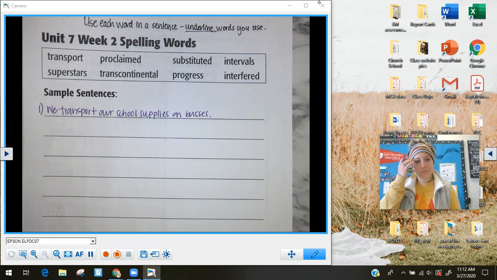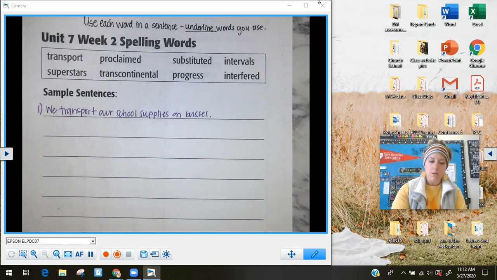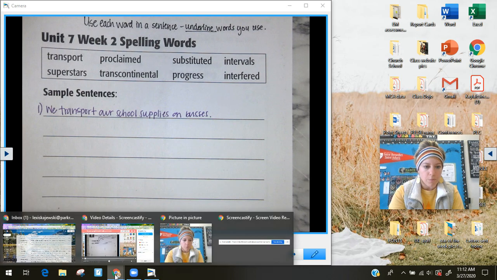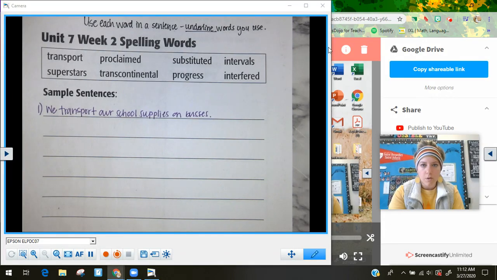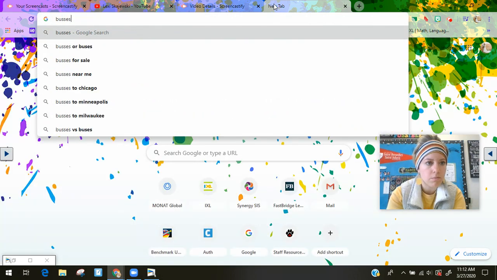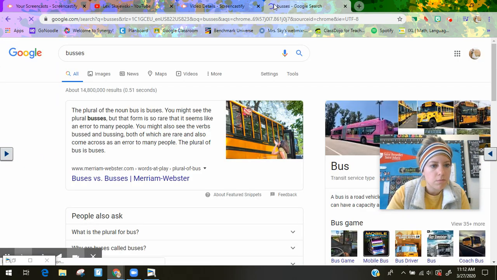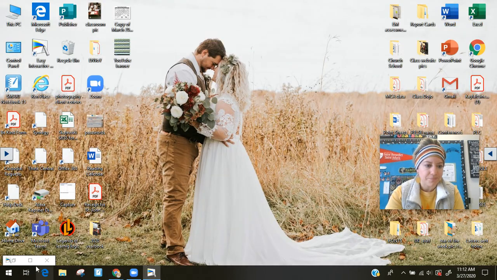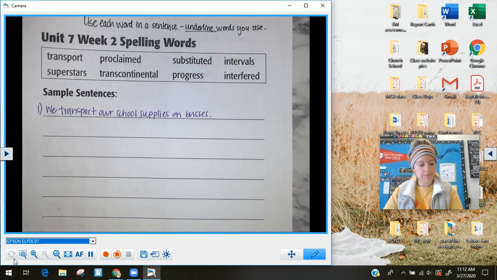It's kind of cool. Buses. Why does that not look right? Goodness gracious. I'm having so many brain freezes today. Buses. I feel like there's only one S. Let me double check. Oh, I am right. Why do I always see a word and I think I'm wrong? I don't know. All right.